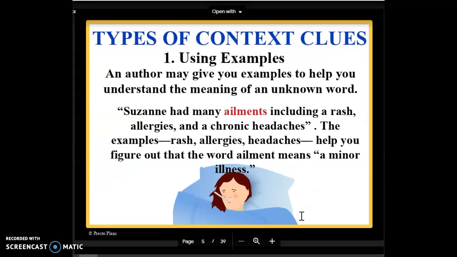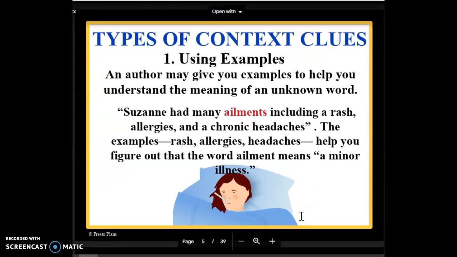So here are the types of context clues you use. Examples. An author may give you examples to help you understand the meaning of an unknown word. "Susan had many ailments, including a rash, allergies, and chronic headaches." The examples, rash, allergies, headaches, help you figure out that the word ailment means minor illness.